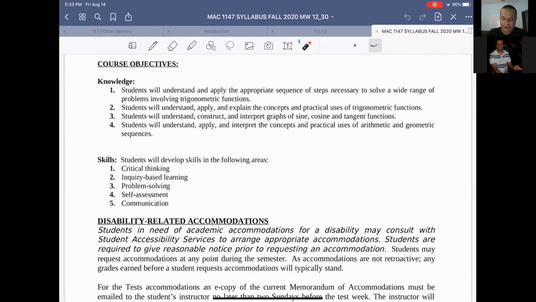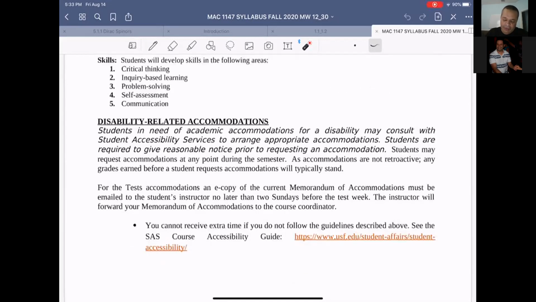Here you've got all your course objectives. If you need to get in touch with student accessibility services, please do so and send me your accommodations. We'll respect that, of course.